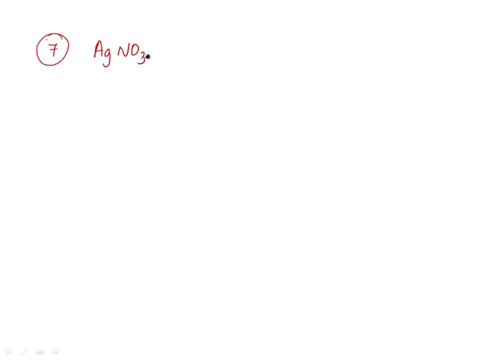AgNO3, physical state is given as AQ, plus KCl, AQ. Okay. So on a typical question, this is what will be given to you: two of the reactants and their physical states. And you need to write the balanced molecular, ionic and net ionic equation.